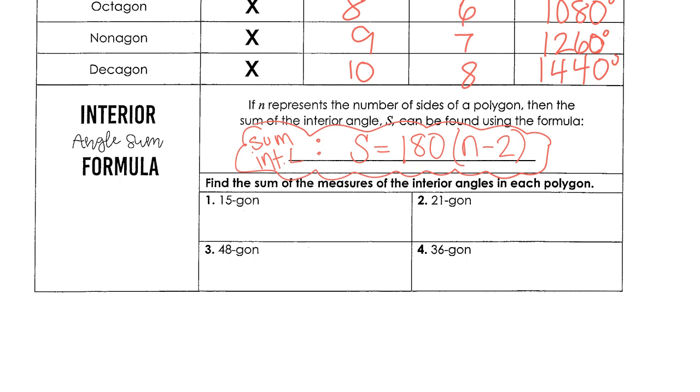Now use that formula to find the first 4 examples. Remember that you're going to plug in your n, which represents the number of sides. So for number 1, you'll plug in 15 for your n. And so if you really look at this, you're multiplying 180 times 13 because 15 take away 2 is just 13. So if you want to plug this into the calculator, you could just go ahead and do 180 times 13 instead of typing in the whole thing.